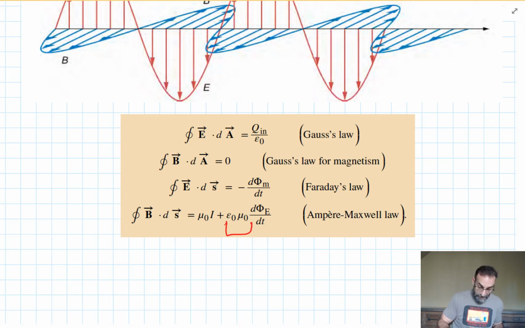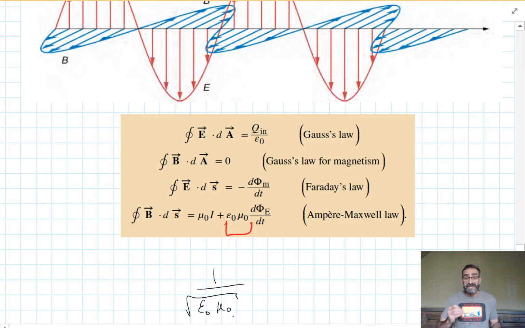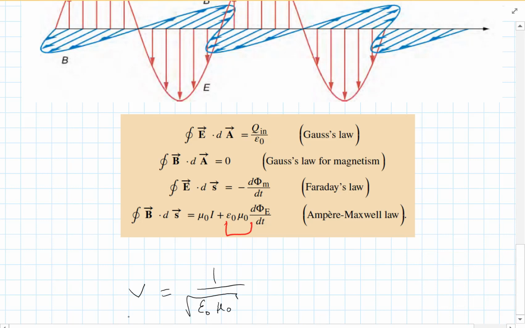It turns out that 1 over epsilon naught times mu naught, the square root of that, is this special speed that the waves have to propagate at in order for energy to be conserved. That's the velocity of an electromagnetic wave. That turns out to be 3 times 10 to the 8th meters per second. We have a special symbol for that. We call it c, the speed of light.